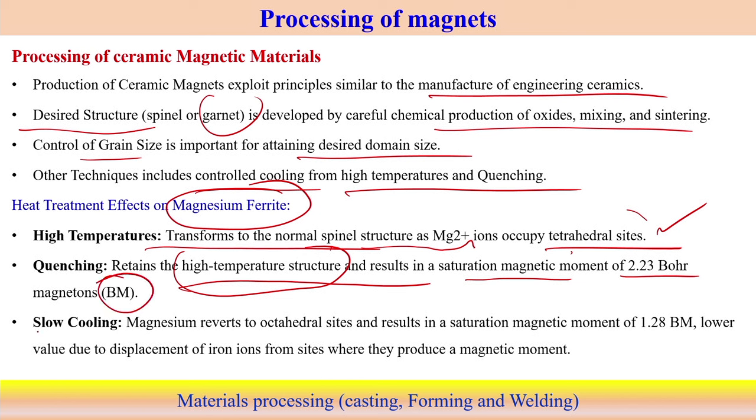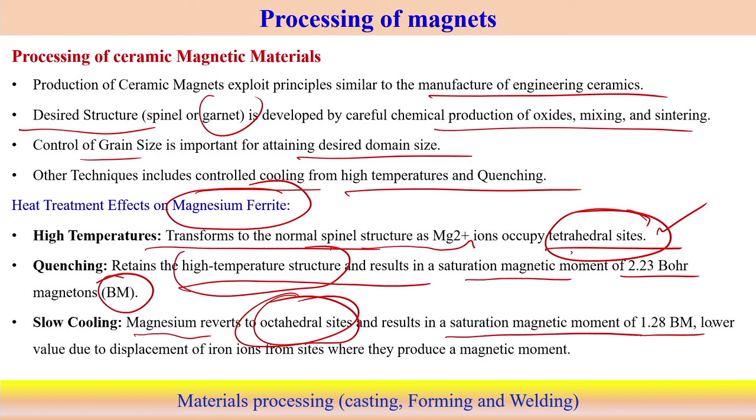So, that means 2.23 BM can be reached using this operation. But if you perform slow cooling instead of the quenching operation, then magnesium actually reverses and takes the position of the octahedral sites. Here it was the tetrahedral site, but here it tries to take the octahedral sites, such that the saturation magnetism can reach up to 1.28 BM, which is lower than if we perform the operation at the high temperature.